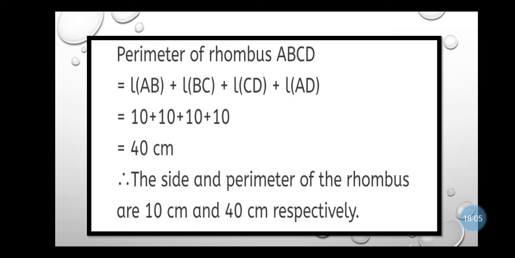Children, here you can write one more thing. Instead of adding up of all the sides, you can write perimeter of rhombus ABCD is equal to 4 into side is equal to 4 into 10, that is 40 centimeter. Either of the steps will do.